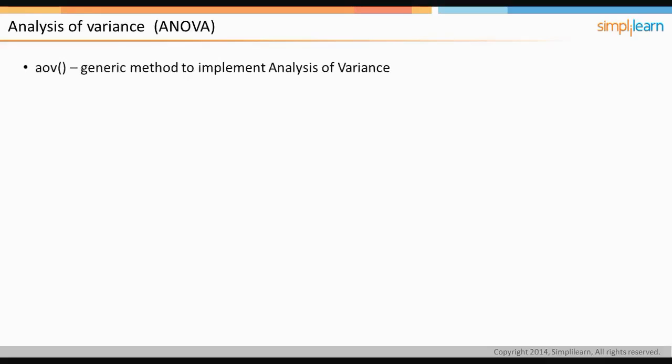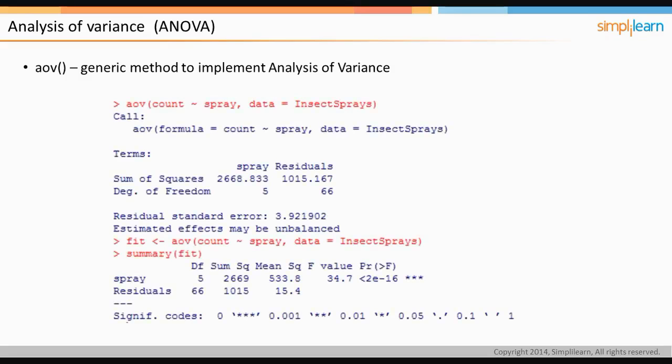ANOVA is used to compare the means between different groups. Here, we show a simple example of one way ANOVA. To illustrate this, we use the InsectSprays dataset. This data contains the insect count after using 6 different sprays. Here, the null hypothesis would be that there is no difference in using different sprays. aov takes the first attribute as dependent variable and independent variable, separated by tilde. Here it is aov of count tilde spray.